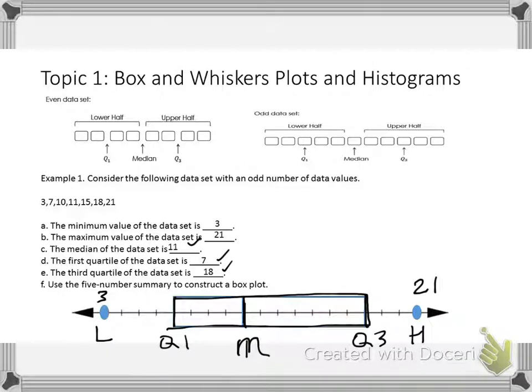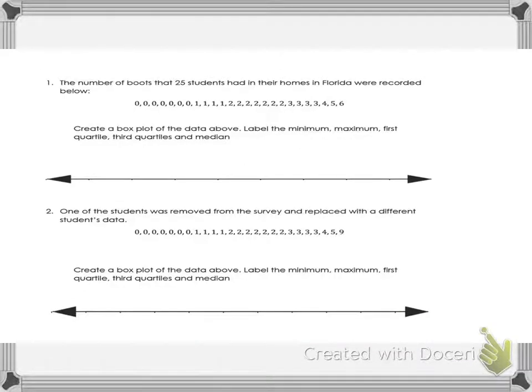That would be it. Okay, so let's look at these numbers. The number of boots that 25 students had in their homes in Florida were recorded below. Create a box and whiskers plot in the data above. Label the min, the max, first, third, and median.